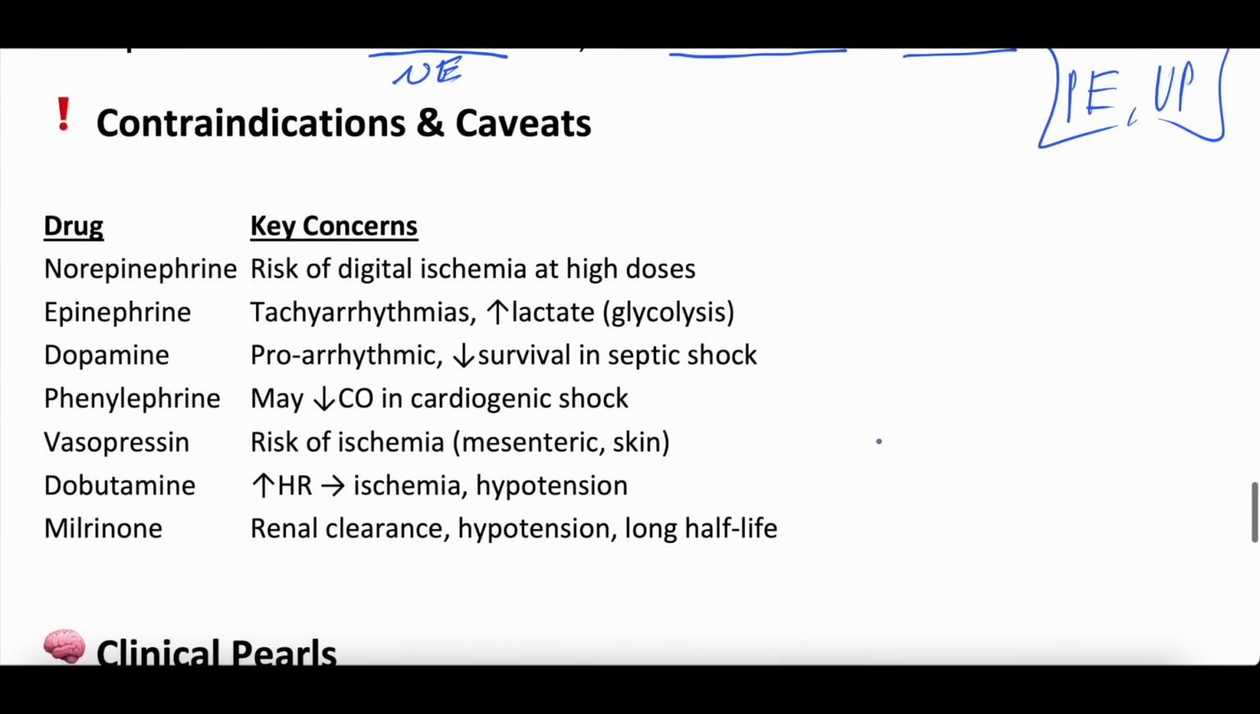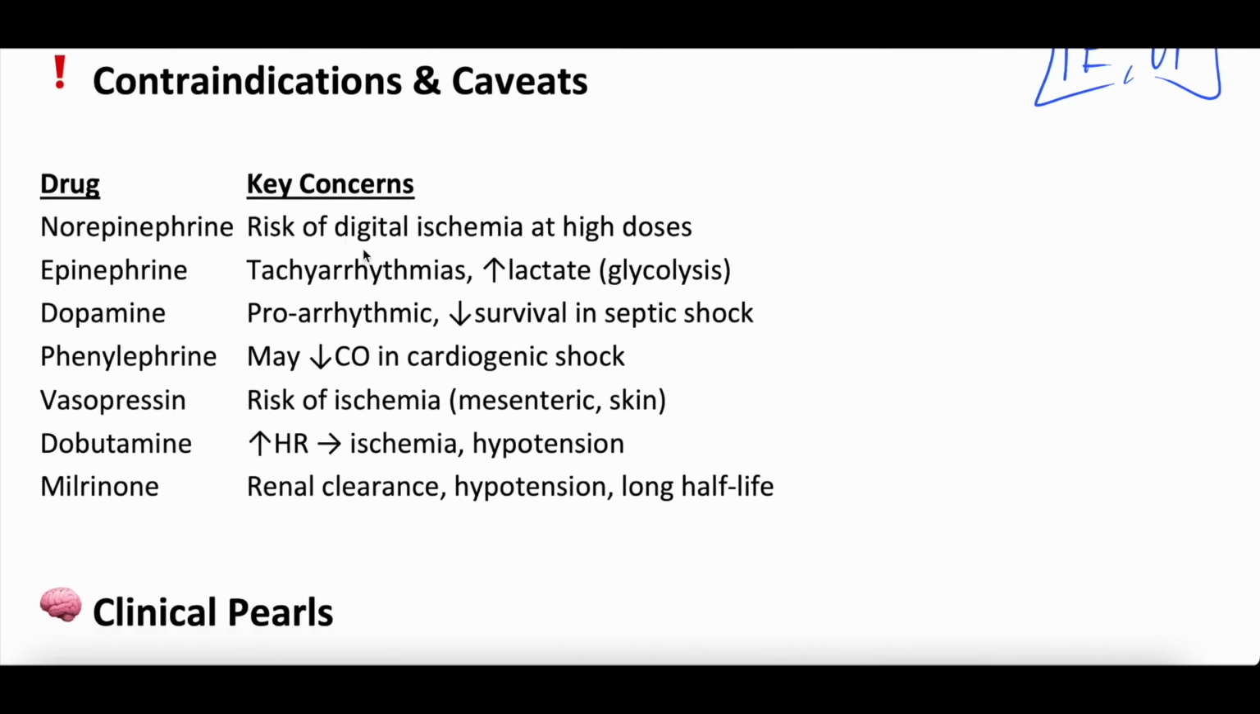Contraindications, caveats, we're getting towards the end here. So all of these medications are really powerful medications. They all have risks. So norepinephrine, you can get digital ischemia at high doses. Epinephrine, increased tachydysrhythmias. Epinephrine does increase the lactic acid level too, not by a ton, but it does a little bit, so just be aware of that. Dopamine is pro-arrhythmic, and it's a steroid drug. I'm crossing it out again.